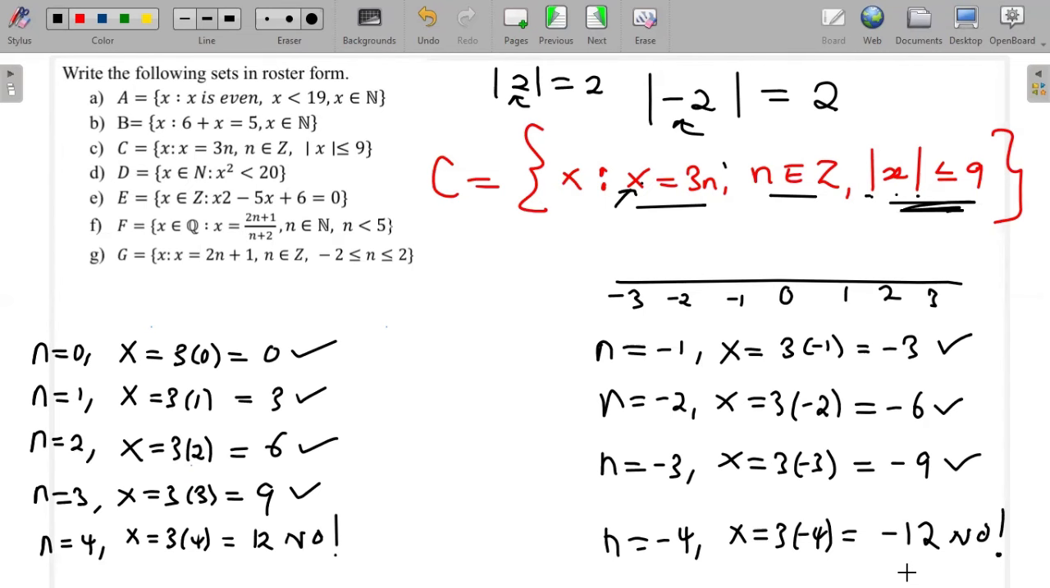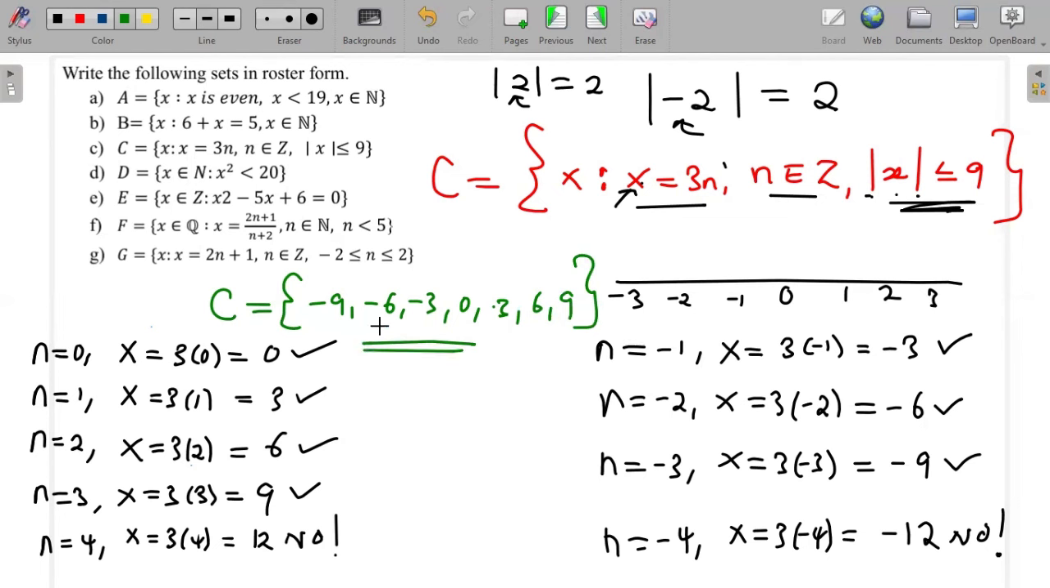Okay, so which values of x are we going to put in the set C? Anyone who can say? You should say them in order of how we should write them. It would be negative 9, comma negative 6, negative 3, comma 0, comma 3, comma 6, and 9. Okay, so exactly. So these are the elements that are going to be in set C.